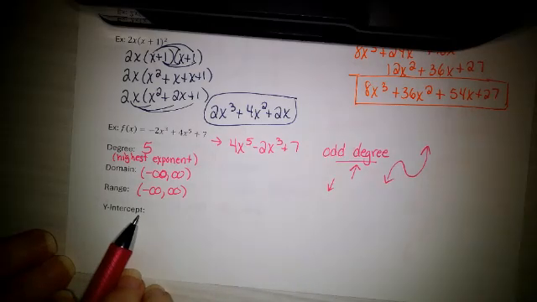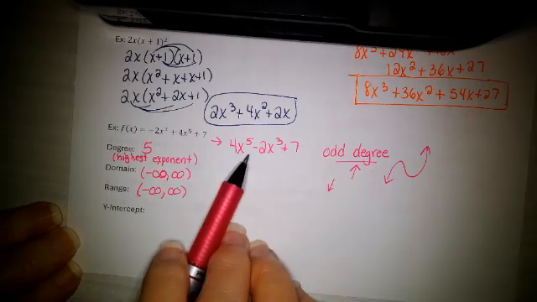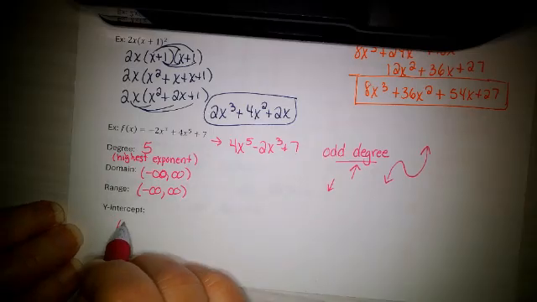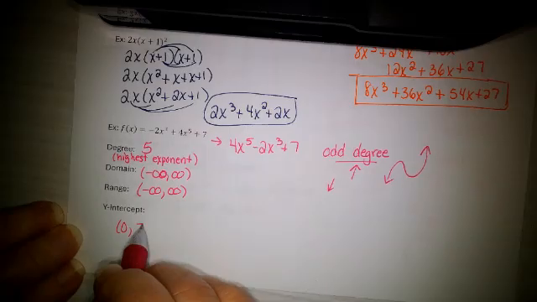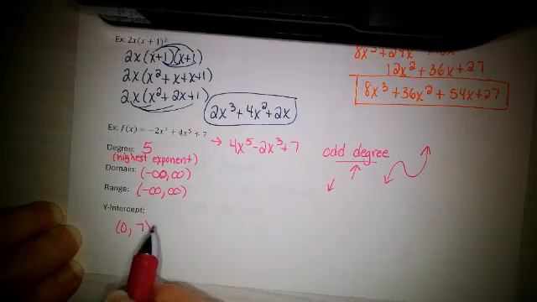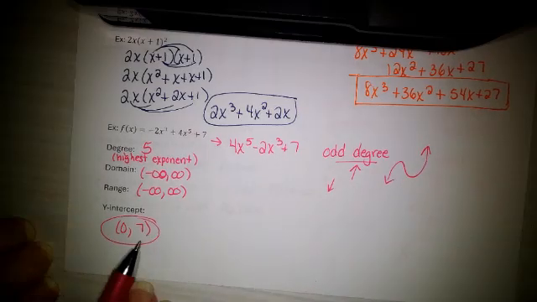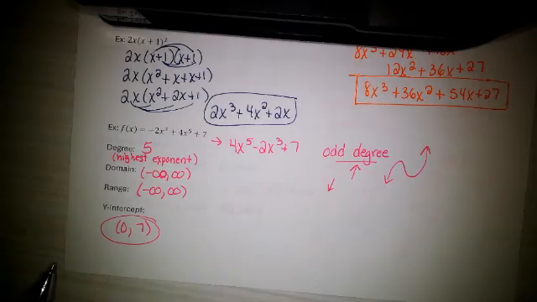The y-intercept, kind of like in our quadratics, the y-intercept is the constant at the end. Because if I put 0 in for all the x's, 4 times 0, 2 times 0, I end up with just the number at the end. So the y-intercept is that constant number at the very end.